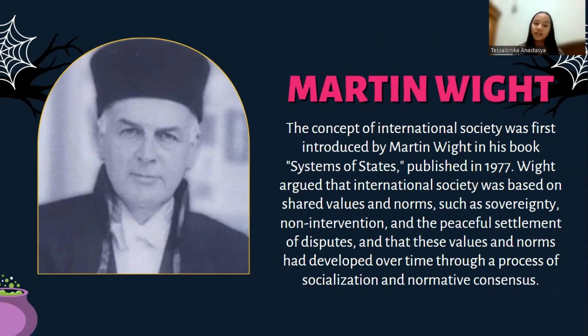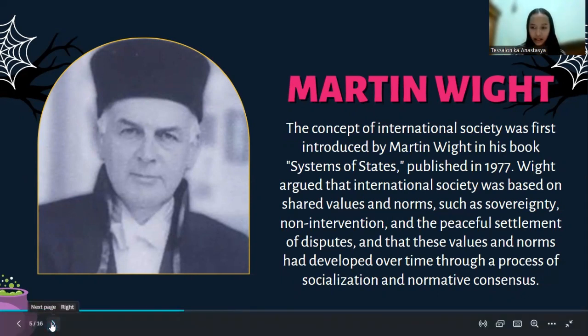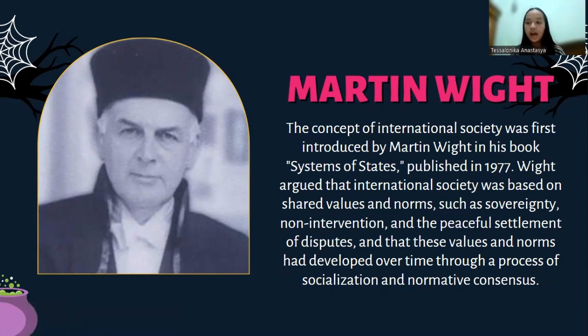Wight argued that international society was a distinct realm of social activity with its own norms, values, and institutions. He emphasized the importance of shared values and norms, such as sovereignty, non-intervention, and the peaceful settlement of disputes in creating a sense of community among states. Wight also developed the idea of the international system as a framework for understanding global politics. He argued that the international system was composed of a set of states and other actors, and that a range of factors, including power, interest, and ideology, shaped the interaction between these actors.